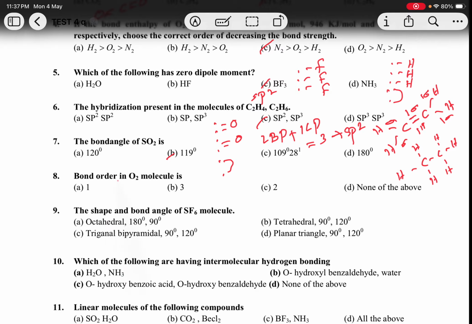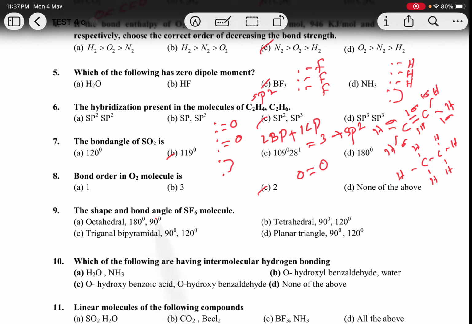Next, 8th one, bond order in O2 molecule. According to molecular orbital theory, bond order for O2 molecule is 2. That means it contains 2 bonds between the 2 oxygen atoms. So bond order of O2 is 2.